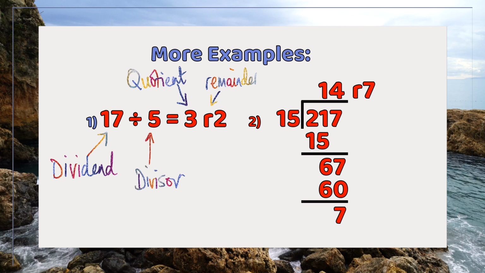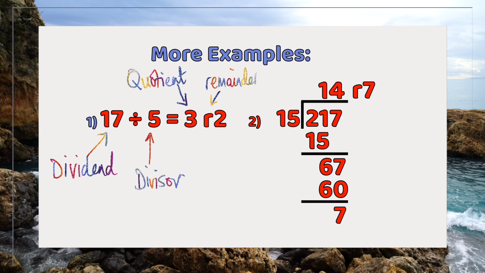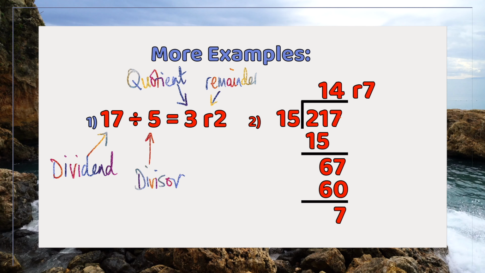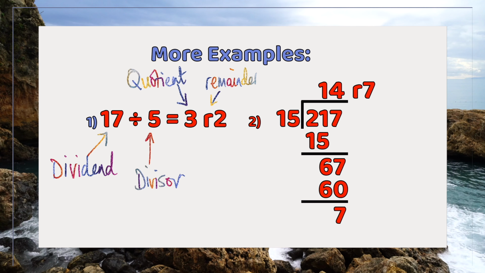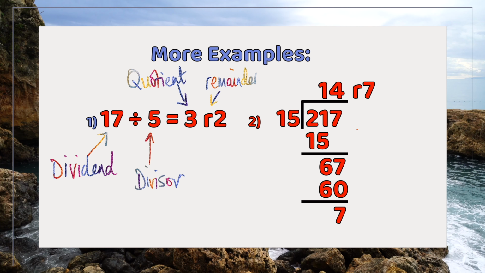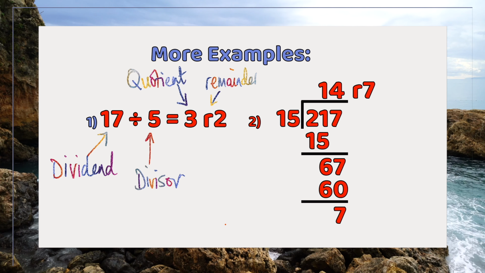And we have a remainder of 2. In example 2, we have here 15 on the outside, 217 on the inside of our bus shelter, and all the rest is working. But the actual question would be 217 divided by 15, and our answer equals 14 with a remainder of 7.